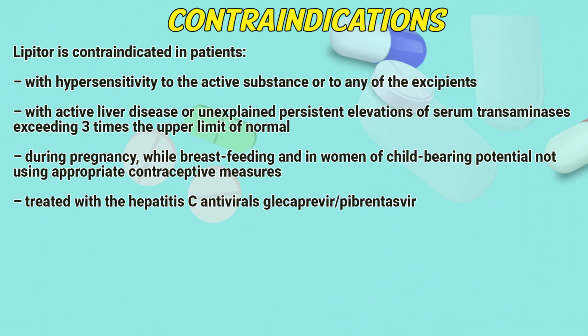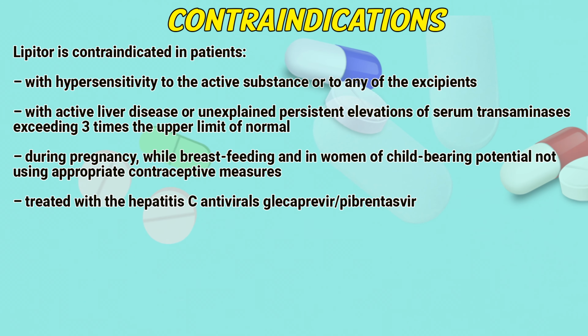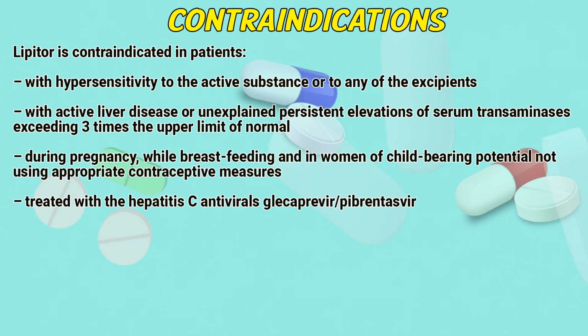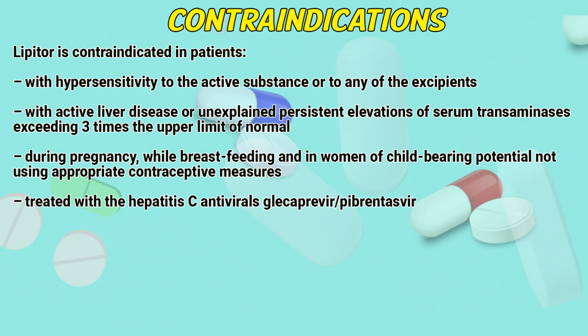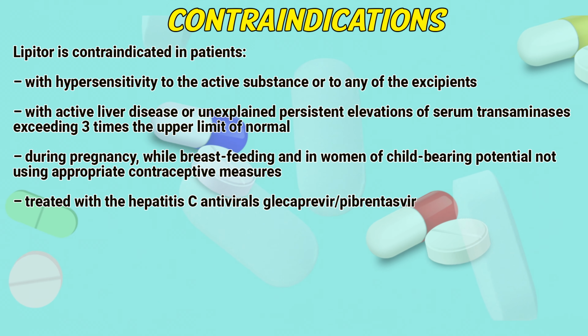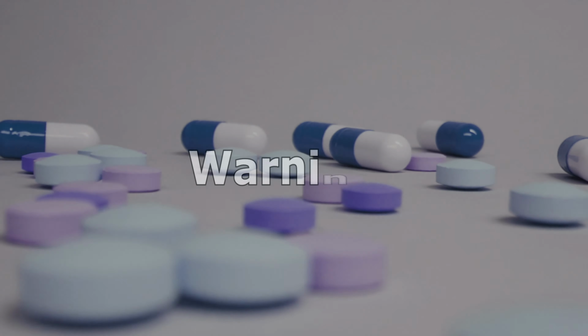Contraindications. Lipitor is contraindicated in patients with hypersensitivity to the active substance or to any of the excipients, with active liver disease or unexplained persistent elevations of serum transaminases exceeding 3 times the upper limit of normal, during pregnancy, while breastfeeding, and in women of childbearing potential not using appropriate contraceptive measures. Also contraindicated in patients treated with the hepatitis C antivirals glecaprevir and pibrentasvir.